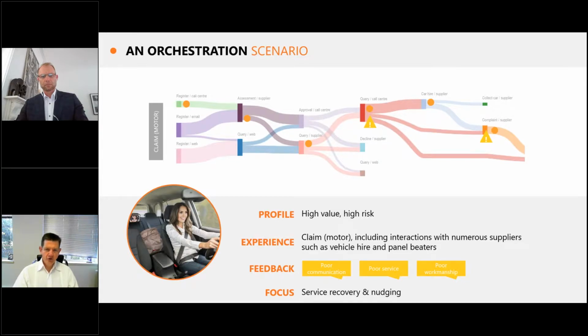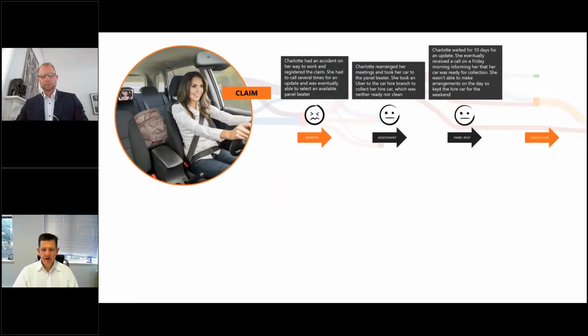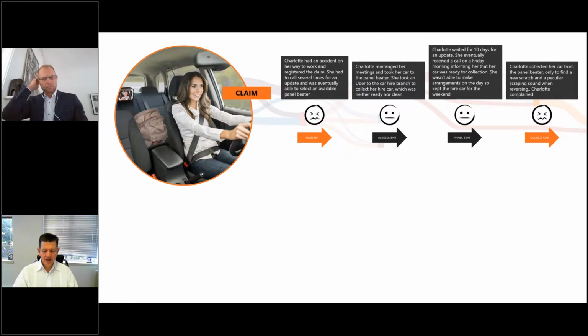So let's go through a story of Charlotte. Charlotte has had a bit of an unfortunate week. She had an accident on her way back from work, and she starts off by trying to register that claim. She had to have a number of interactions with the insurer. She got particularly frustrated in trying to register the claim, but eventually she overcomes those obstacles.